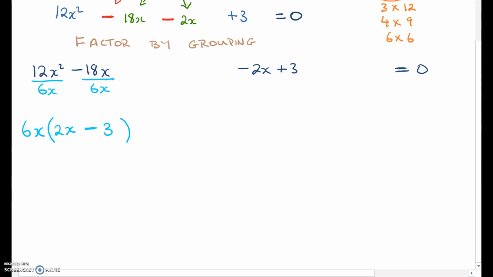Okay, so that's the factors of the first pair. Now look at the factors of this pair. And in this case, we're going to have minus 2x plus 3. Ask yourself, what is the biggest number that divides evenly into 2 and that also divides evenly into 3? And the only number that divides evenly into 2 and also into 3 is 1. So it's going to be a 1. Okay. Ask yourself, what letter appears in both? And there is no letter. So it's just going to be 1.